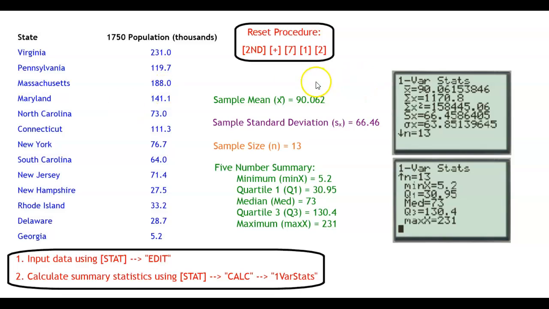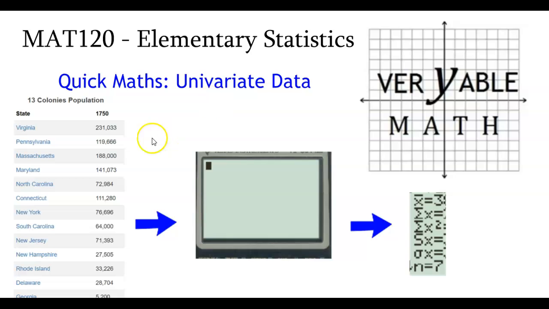All right, one other thing to keep in mind, once you do this calculation, you have to remember that your data is in thousands. So this, for example, represents 66,460, not just 66.46. Always remember to contextualize your data. All right, this was a quick maths video on how to use your calculator to calculate some univariate statistics. Good luck studying.